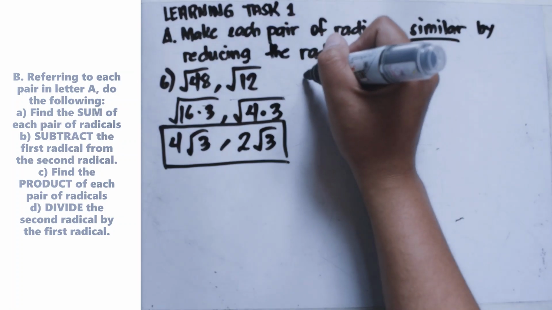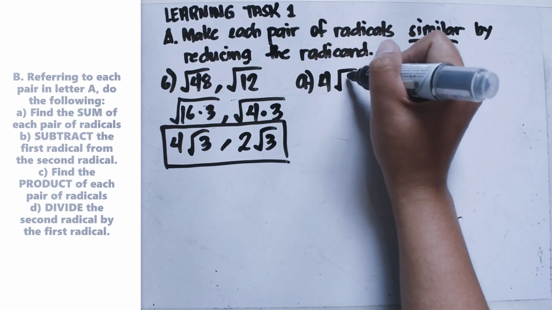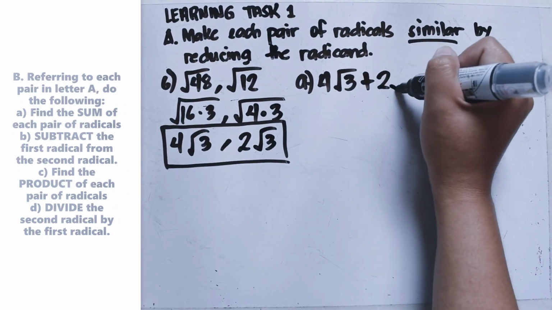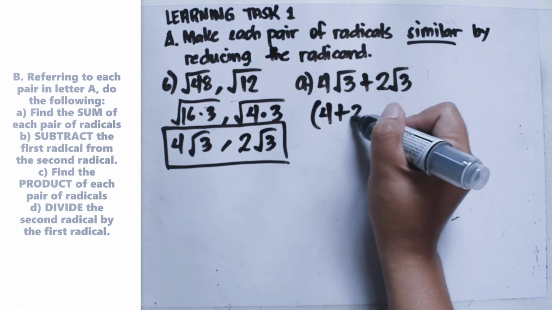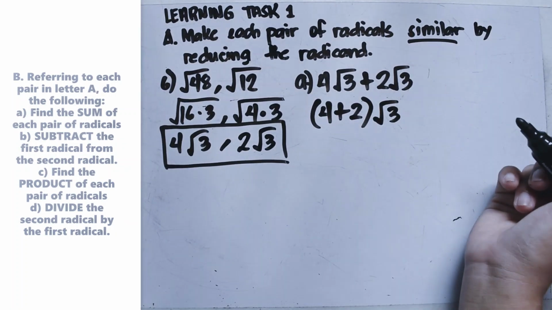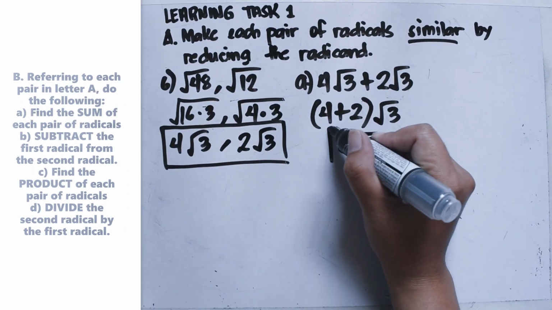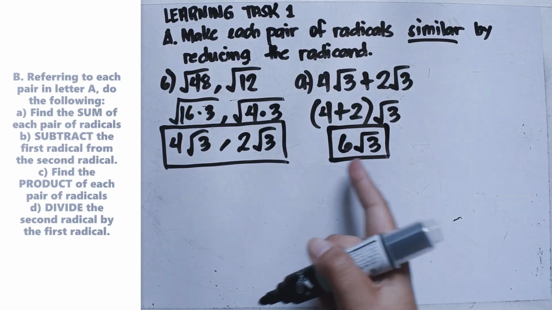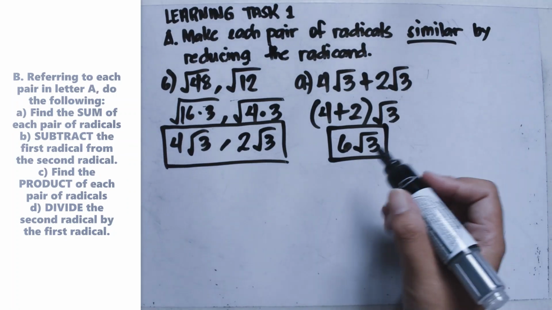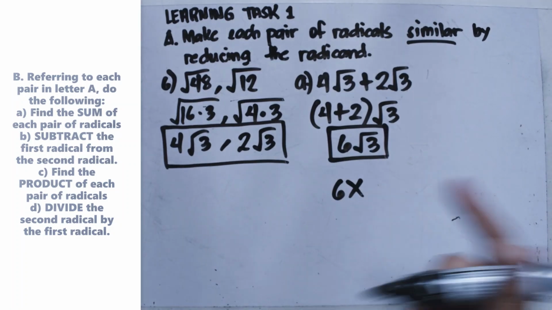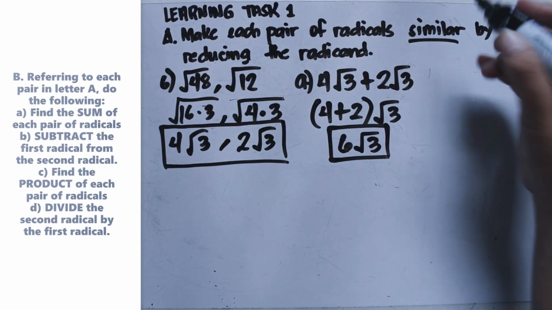So, let's now answer letters A to D. Sa letter A, find the sum. 4 square root of 3 plus 2 square root of 3. Add the numerical coefficient. So, 4 plus 2 is 6, and then just copy square root of 3. Final answer. Bakit ba natin pinapagsama? Kasi in-explain ko na yun before, i-treat natin si radicals natin as variable. Kung yan ay variable 6x, hindi naman yan pwedeng pagsamahin, di ba? So, that is already your final answer.